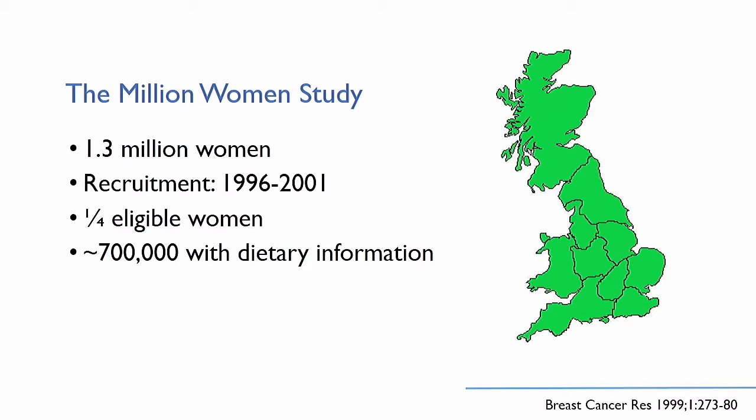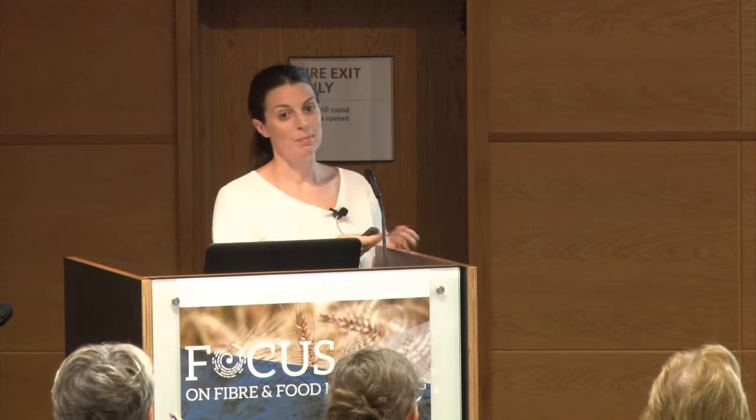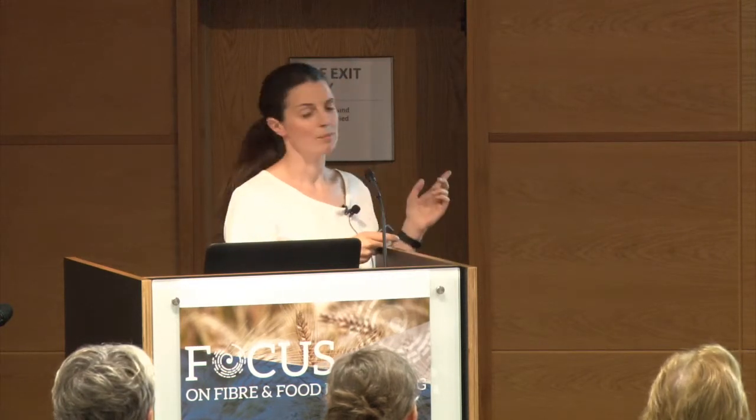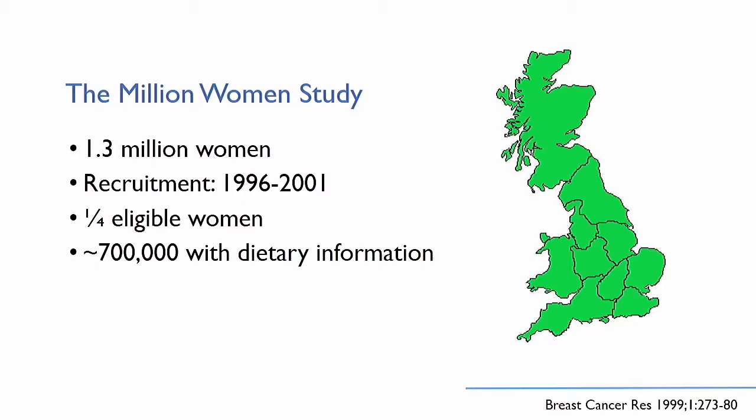At baseline, there was no information on diet, but about 3 years after recruitment, another 4-page questionnaire was sent out to the women, and 700,000 women completed this questionnaire. So this actually makes the Million Women Study the single largest cohort with dietary information available. And a large number of women did this study.